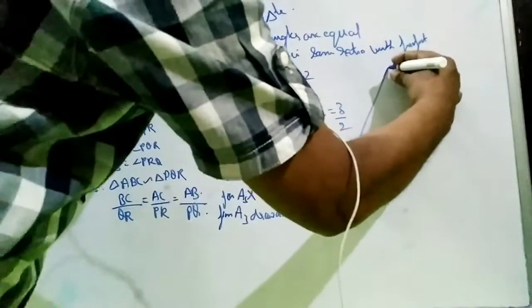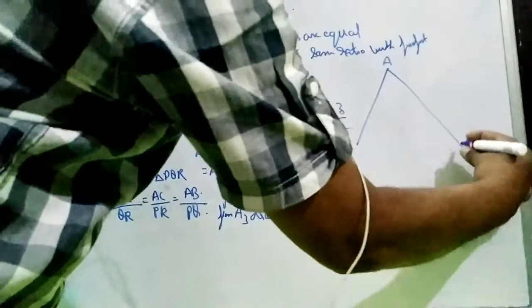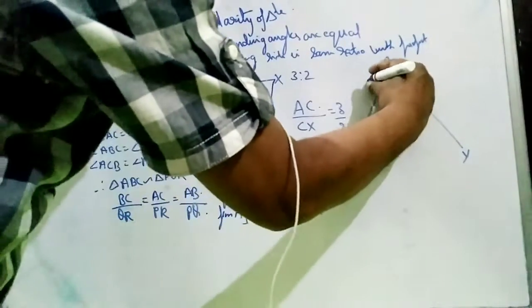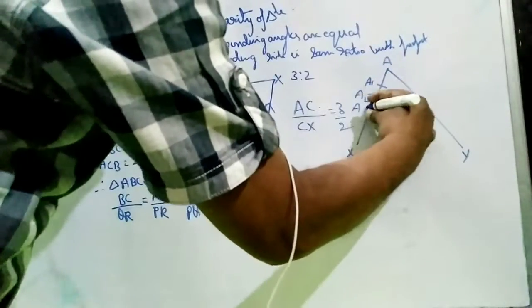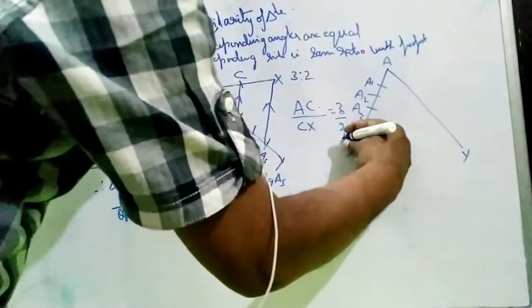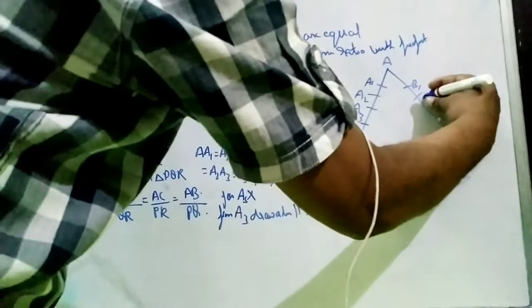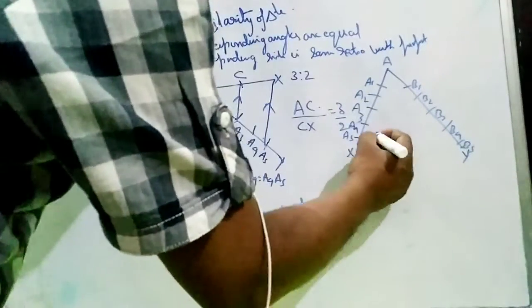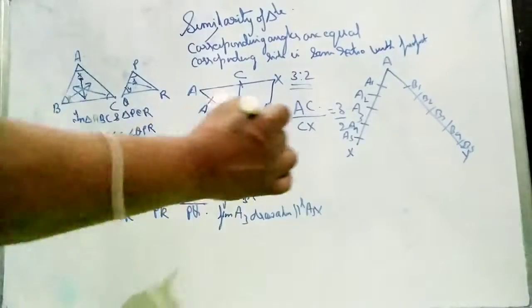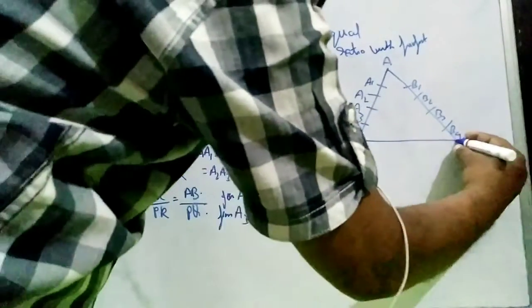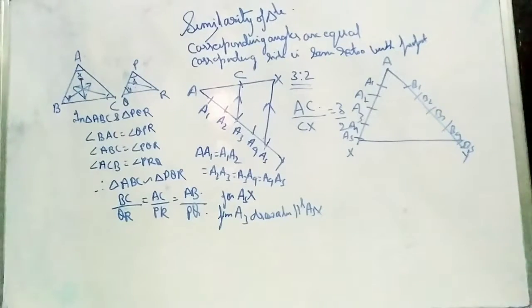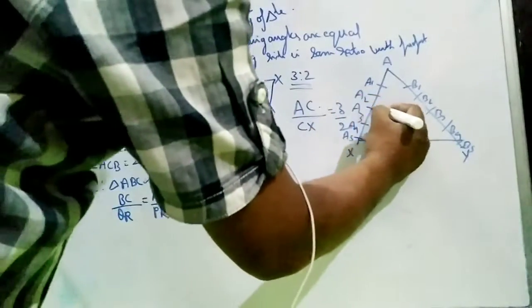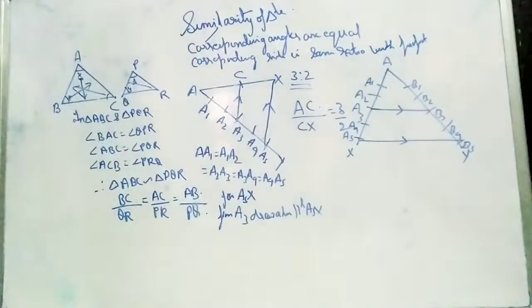Now suppose you have to divide a given triangle in a ratio of 3:2. Then what you have to do? You have to draw one angle XAY and divide it into 5 equal parts. This is A1, A2, A3, A4, and A5. Now here you have to draw B1, B2, B3, B4 and B5. Again you have to divide in a ratio of 3:2, that is 3 plus 2 is 5. Join A5 with B5, and then you can join A3 with B3, which will be parallel because they all have equal parts.